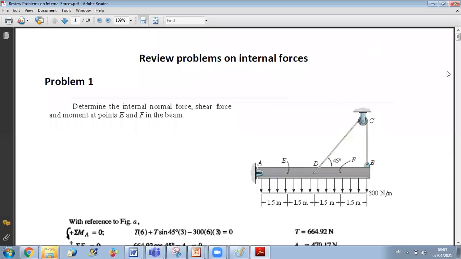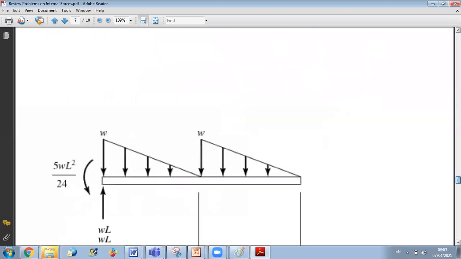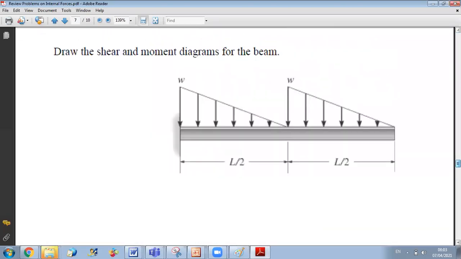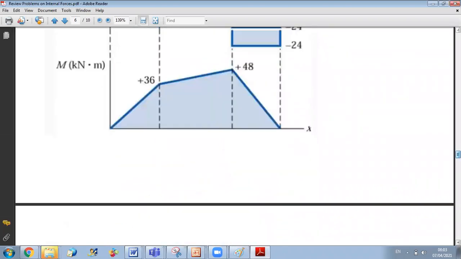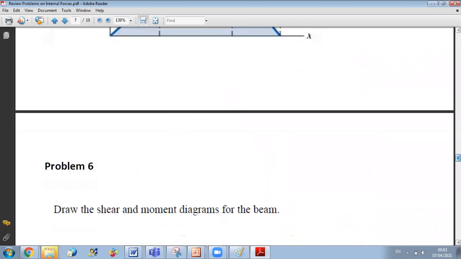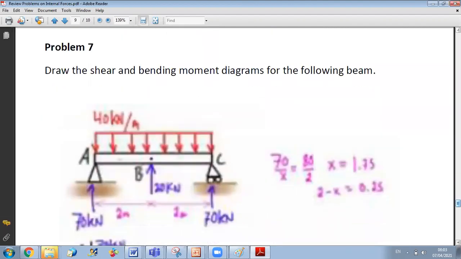To do problems on internal forces. We have solved last time some problems on shear and bending diagrams. So I will continue with these problems. Draw the shear and bending moment diagrams for the following beam.